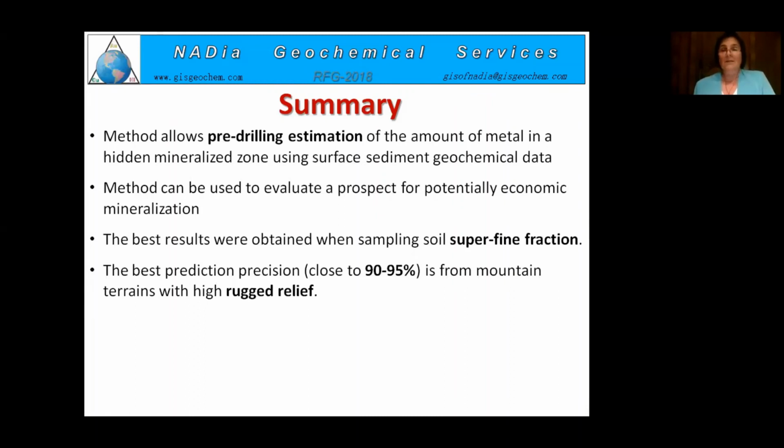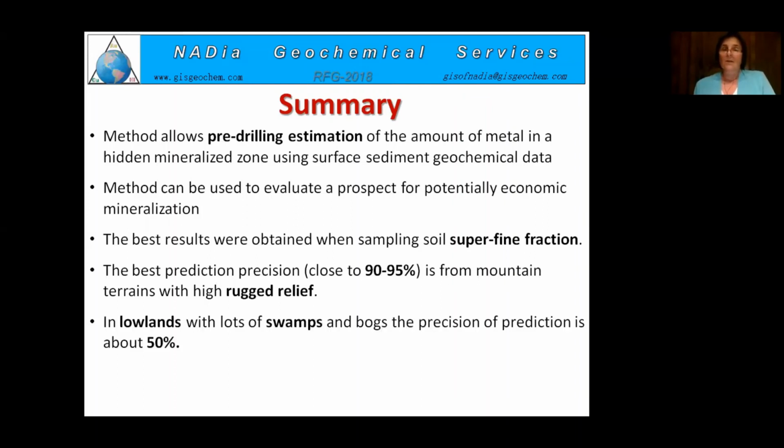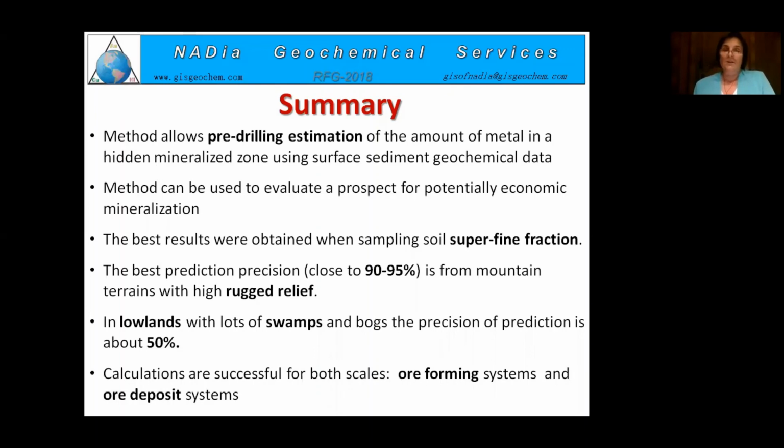And the best results, again, come if you sample mountain terrain with a high rugged relief. In lowlands with lots of swamps and bogs, the precision of prediction would be about 50%, which is not bad because you still can say that there is metal, and then, on the basis of that, you can choose whether you drill that territory or not. And these calculations are successful for scales of sampling of ore-forming systems or deposit systems.